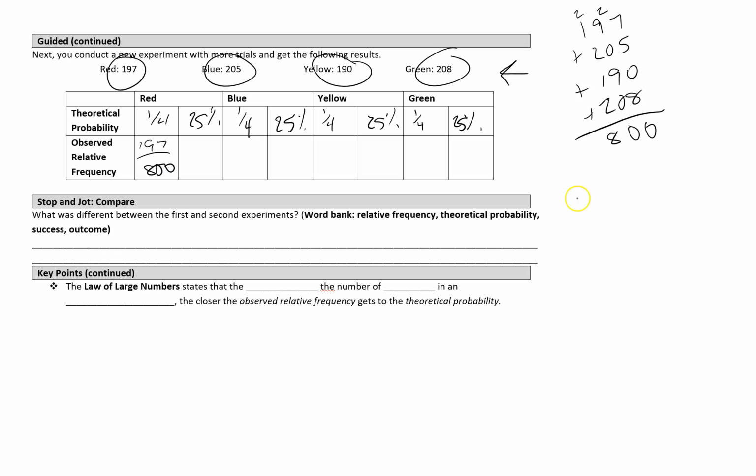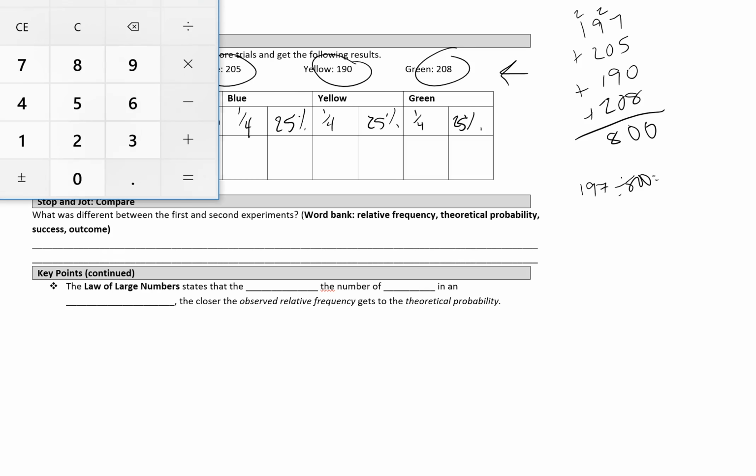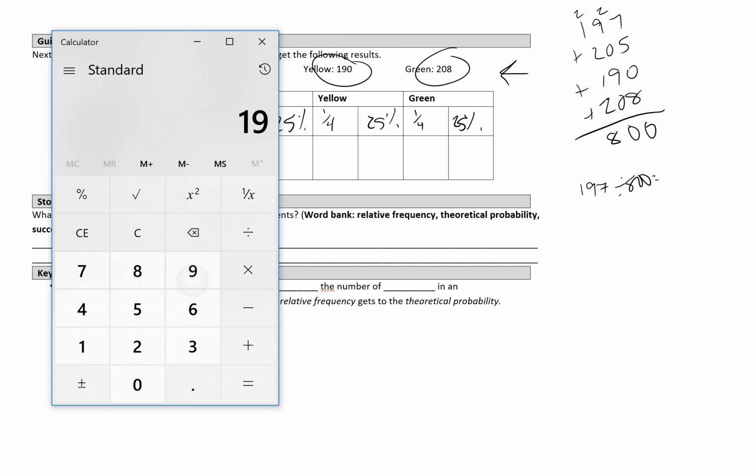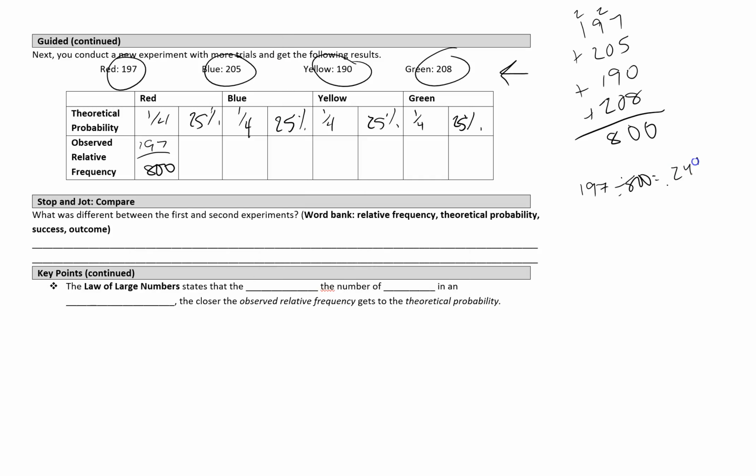Now, again, we're working with big numbers here. So again, you can grab a calculator and do 197 divided by 800. Give me a second to get my calculator going. And let's see if I can get this so you can see it. All right, 197 divided by 800 is 0.24625. So if I want to make this a percent, remember, take this decimal, double swoop. That's like multiplying by 100. Remember, percent's 100. So this is 24.6%.